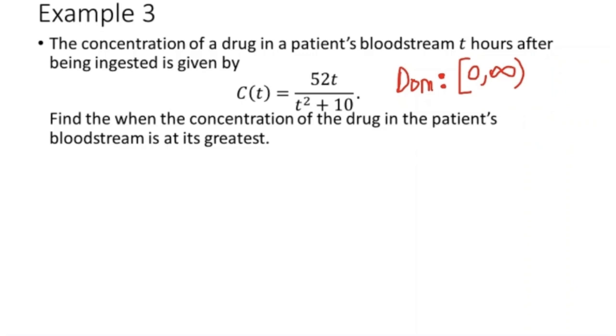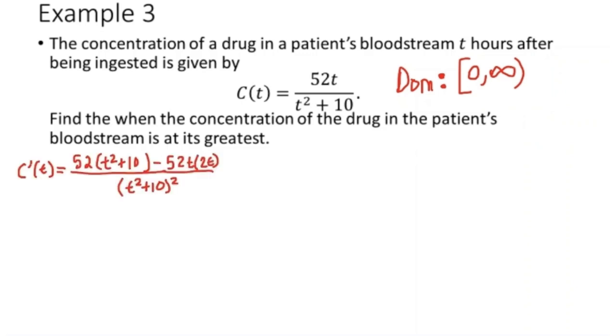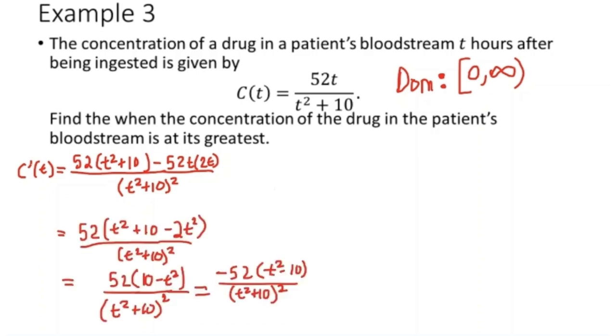To find our local extreme, we'll start by taking the derivative using quotient rule. Through quotient rule, we get c prime of t equals 52 times (t plus 10) minus 52t times 2t all over (t squared plus 10) squared. From there, we want to factor and simplify our numerator, and we get that our derivative simplifies to negative 52 times (t squared minus 10) all over (t squared plus 10) squared.